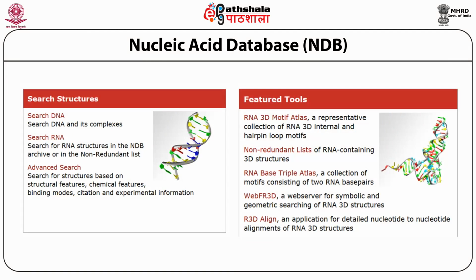One can do different types of searches, like searching DNA, searching RNA, and also doing an advanced search based on chemical features, the binding mode, and the experimental information. Nucleic acid database also has certain feature tools like RNA 3D Motif Atlas, which is a representative collection of RNA 3D internal and hairpin loop motifs. R3D Align is an application for detailed nucleotide to nucleotide alignments of RNA three-dimensional structures.